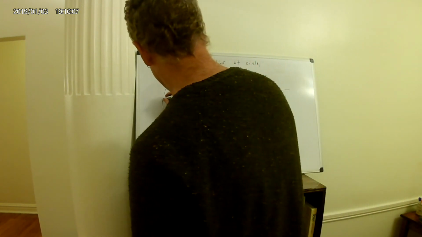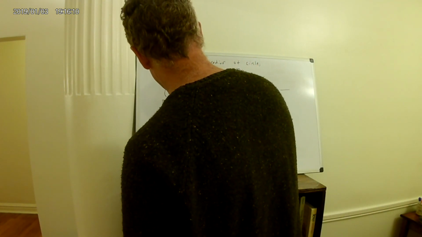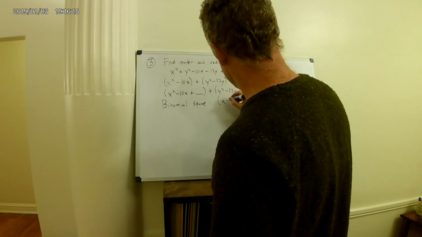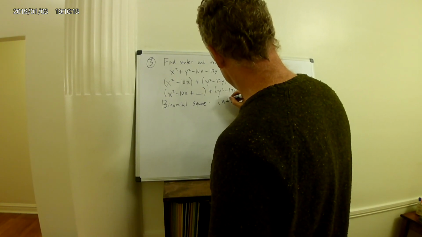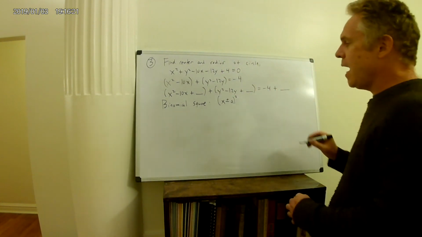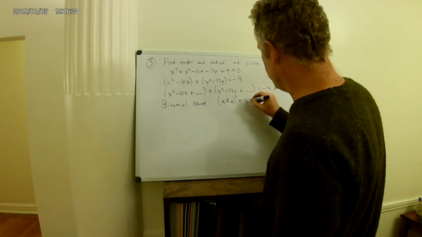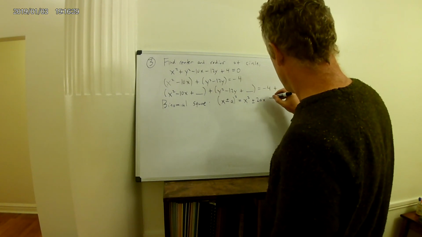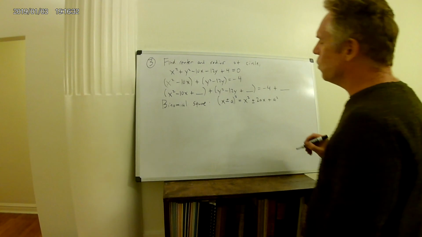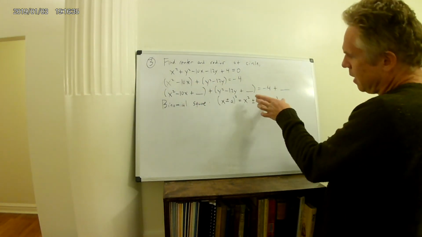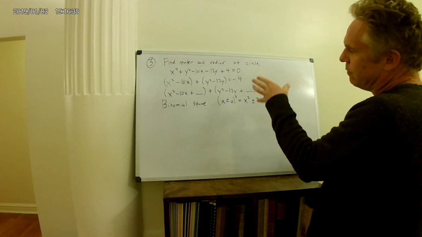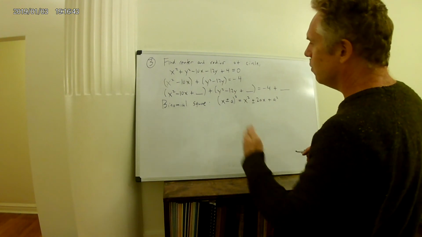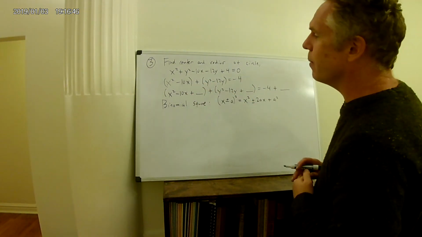Let's talk about a binomial square. A binomial square is defined as x plus or minus a, squared. If I FOIL this out, this gives me x squared plus or minus 2ax plus a squared. So if I can write the expression like this, that means I can factor it into something squared. So the question is, what do I add here so I can turn this into a binomial square?